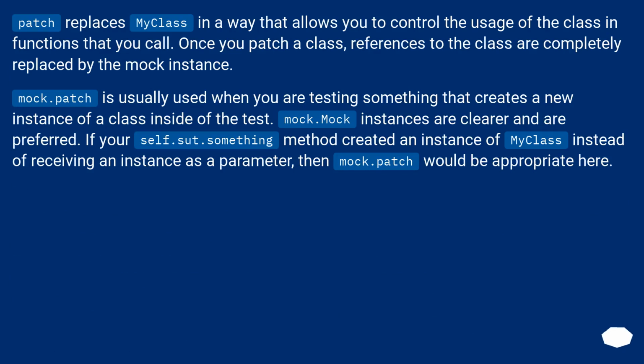Patch replaces my class in a way that allows you to control the usage of the class in functions that you call. Once you patch a class, references to the class are completely replaced by the mock instance. Mock.patch is usually used when you are testing something that creates a new instance of a class inside of the test. Mock.mock instances are clearer and are preferred.